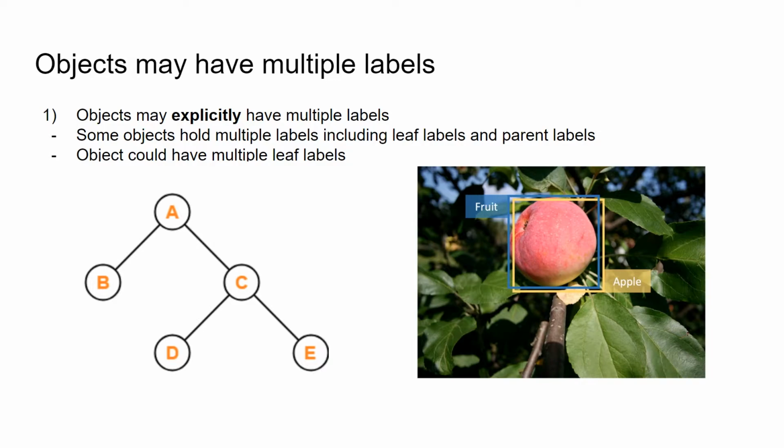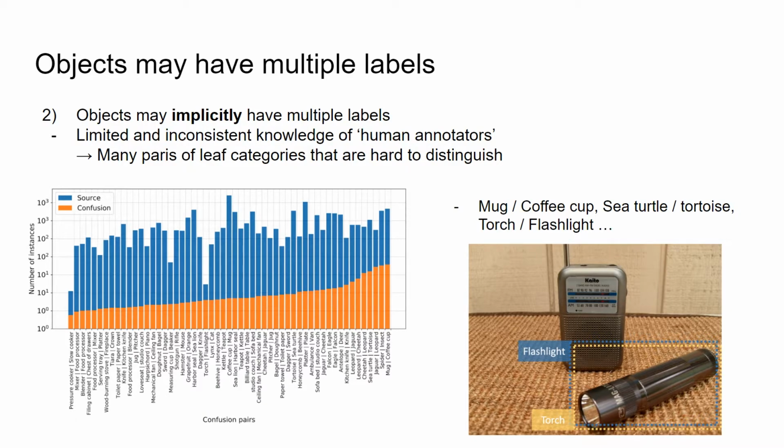First, the explicit multiple labels refer to the case where some objects hold multiple labels, including leaf and parent labels. As in the figure, fruit is the parent label and apple is the leaf label, but both labels are annotated on the same object. On the other hand, there's also the implicit multiple label problem caused by the limited and inconsistent knowledge of human annotators. The left graph shows the confusion pairs, and you can see that a flashlight is also annotated as a torch by mistake.